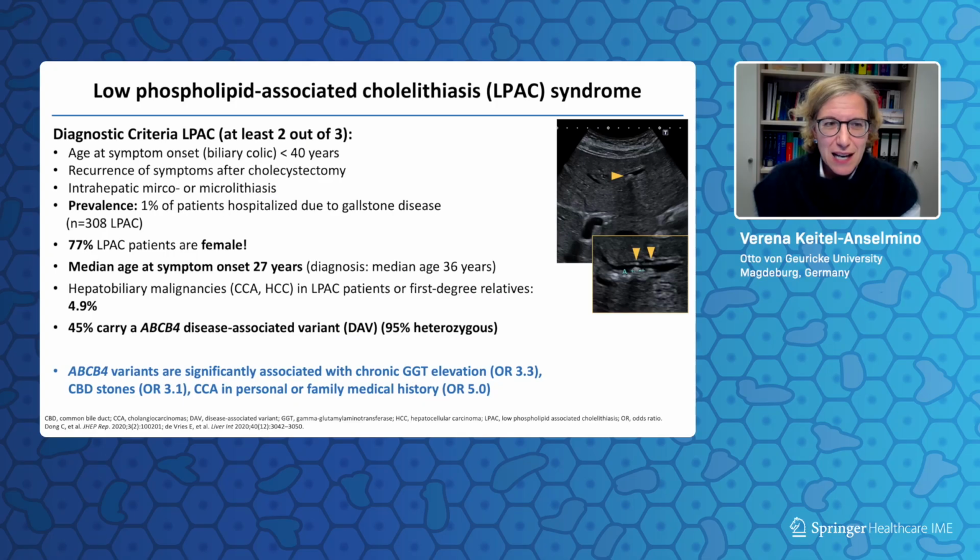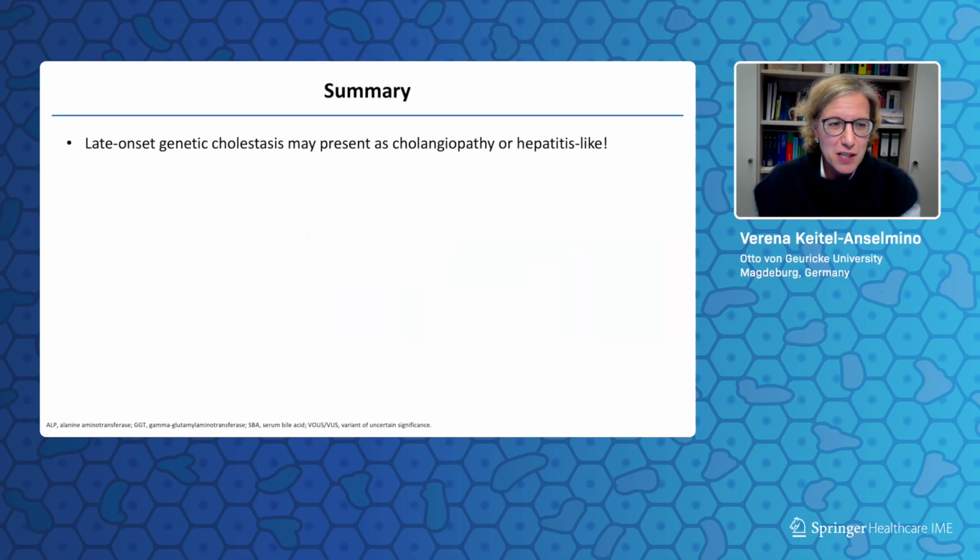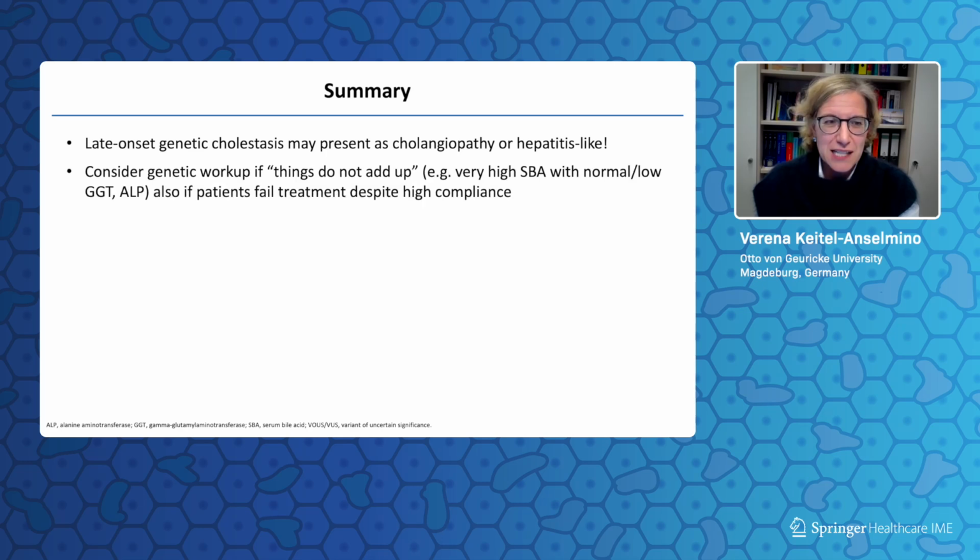And with that, I'm at the end of my presentation. I would like to summarize. Late-onset genetic cholestasis may present as cholangiopathy. This is what we would expect according to how we were taught, but it can also present as hepatitis, and this is actually the majority of the genetic cases.